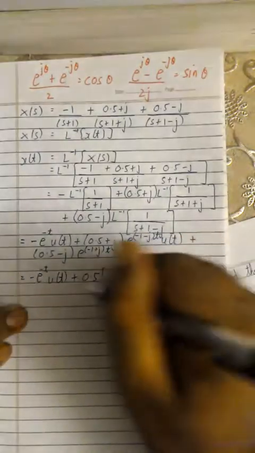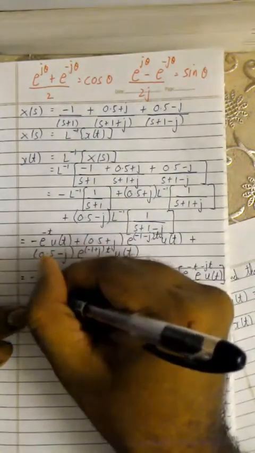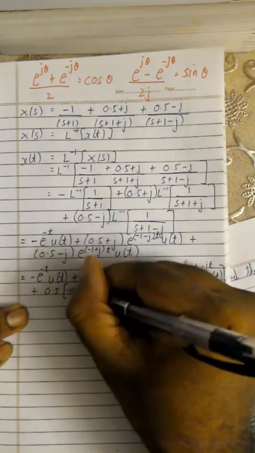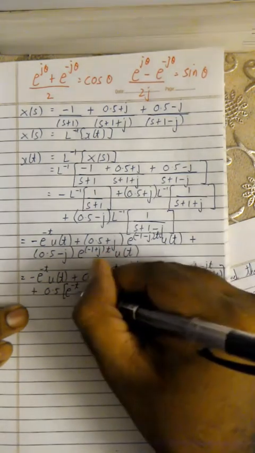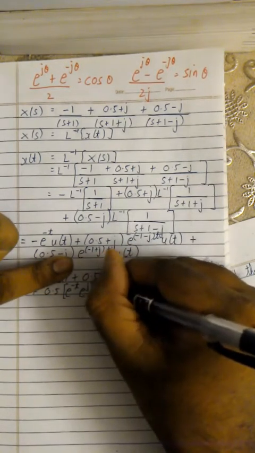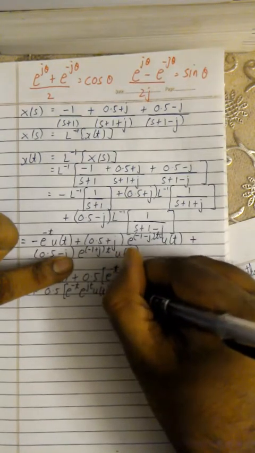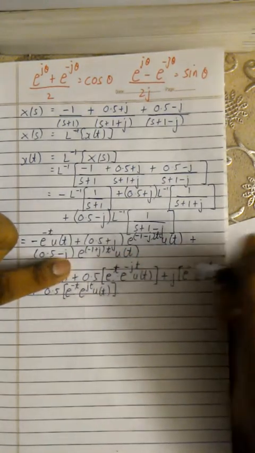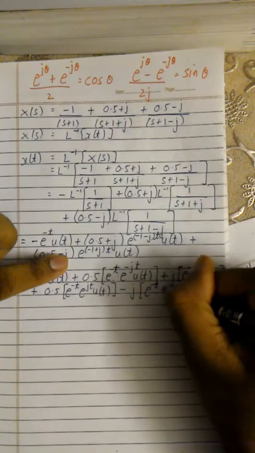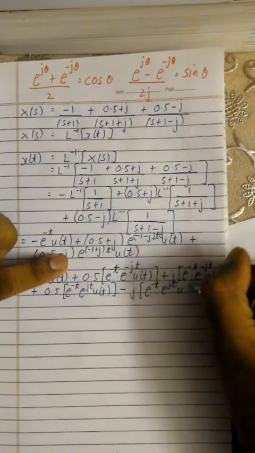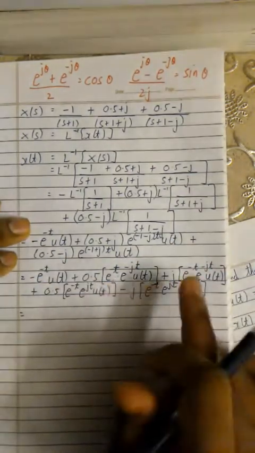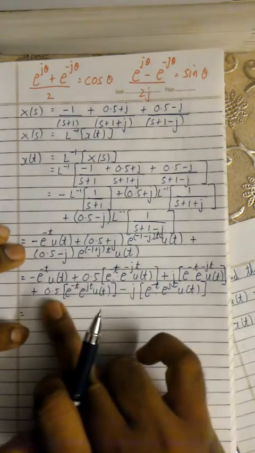Okay, and likewise over here also, plus 0.5 into e^(-t) into e^(jt) u(t) minus j into e^(-t) into e^(jt) u(t). Okay, so now I can take e^(-t) common, and then I can join both of them.